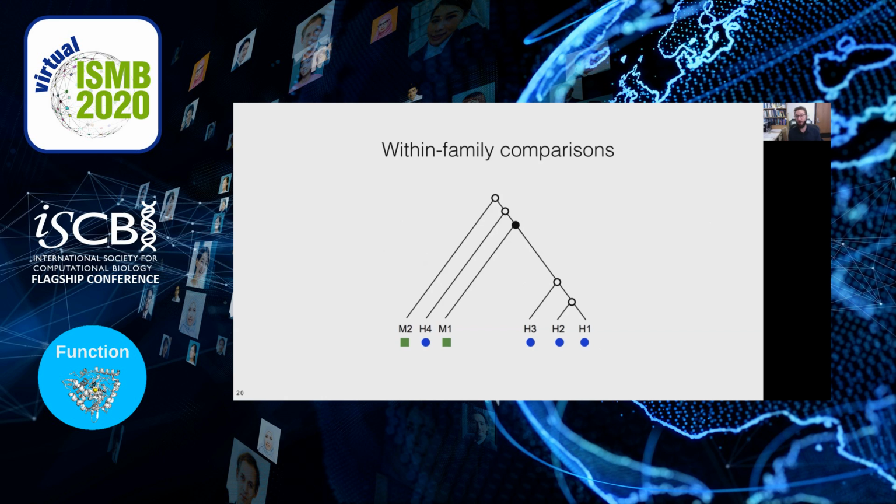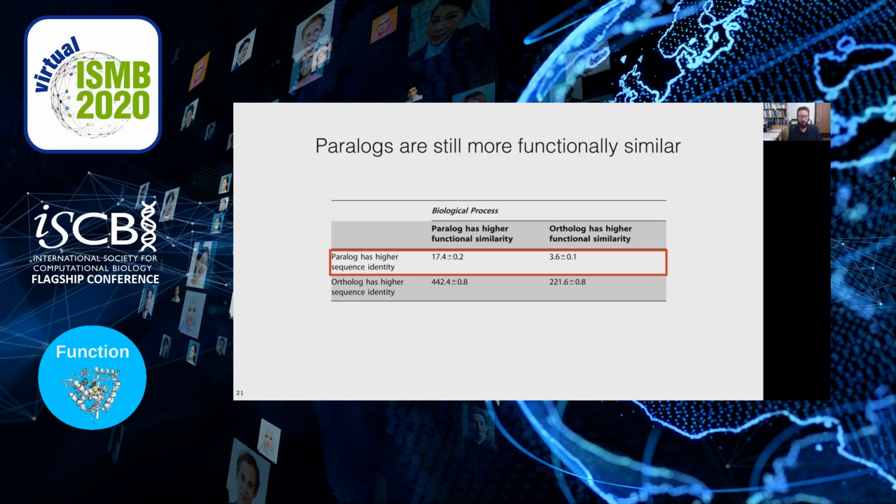Those results that I just showed you were from across many different gene families. Some families had only orthologs, some families had only paralogs. So maybe there are some biases there. So we looked at only within families where we have a family that we can compare both paralogs and orthologs within the same family. When we do that, we find if there is a paralog with higher sequence identity, the paralog has higher functional similarity about 4 times as often as the ortholog does. If, on the other hand, there's an ortholog with higher sequence identity, we still find paralogs with higher functional similarity about twice as often. So that's probably driven by these within-species paralogs.